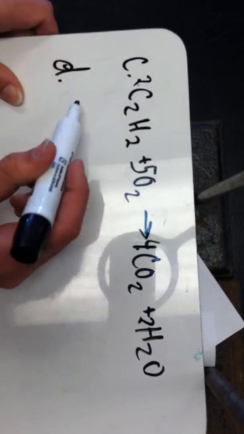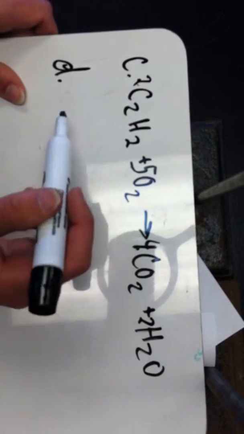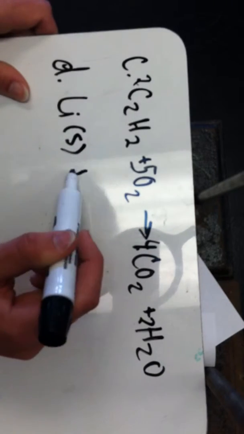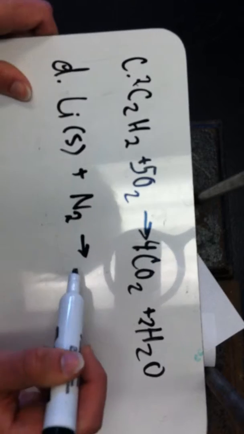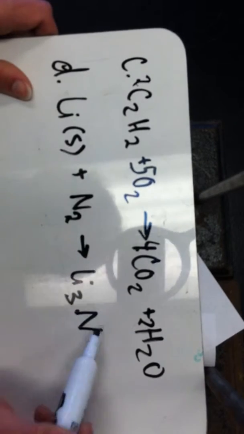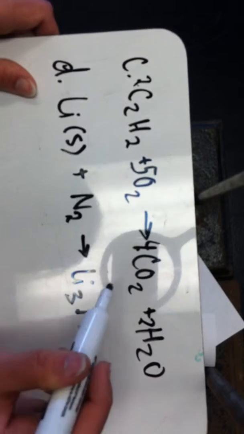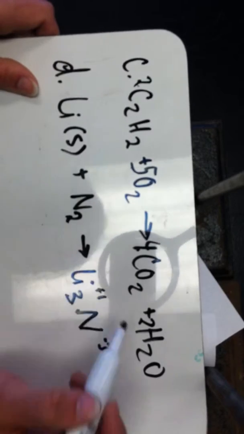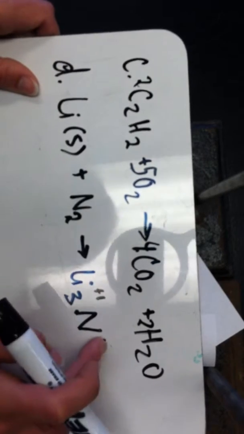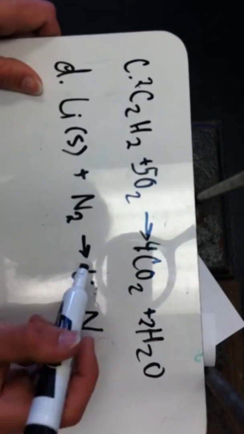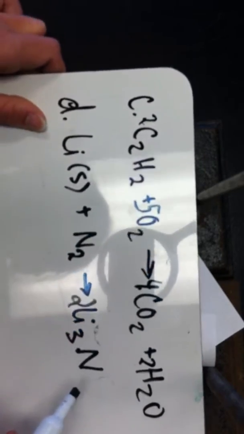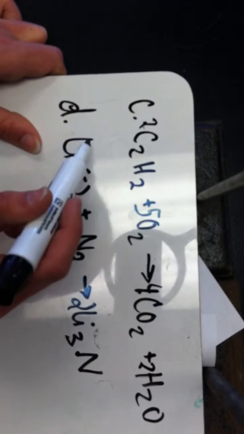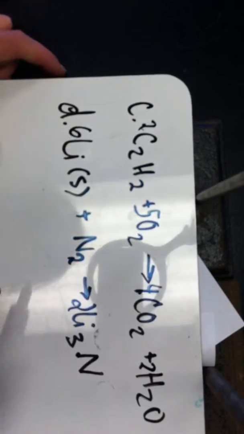The next equation is lithium metal is strongly heated in nitrogen gas. So we have lithium metal, so it's a solid, plus nitrogen gas yields Li3N. This is just a synthesis reaction, and we know this is Li3N because nitrogen has a -3 charge and lithium has a +1 charge, and so those swap and you get Li3N. And then to balance, you put a 2 in front of lithium nitride, and you leave this one as it is, and you put a 6 in front of lithium solid.